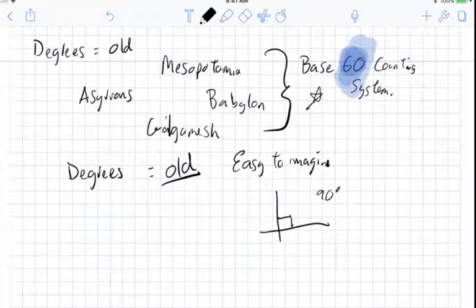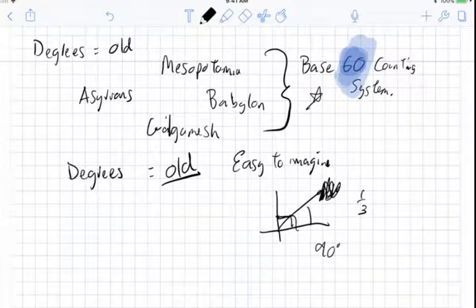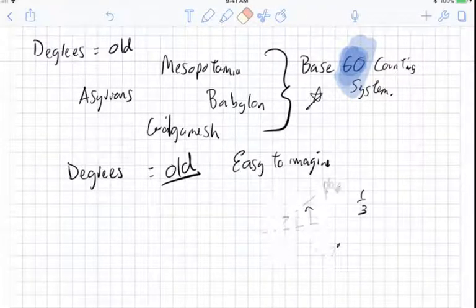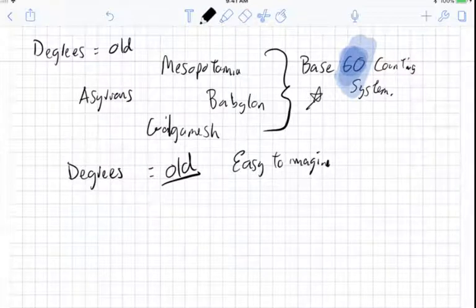If somebody goes, oh, hey, this right angle is 90 degrees. Remember what I said about decimal expansions? If it was 10 degrees instead of 90, how would you talk about a third of that? Well, if you're dealing with the Babylonians and this is 90 degrees, then it's really easy to talk about a third of it. That's 30 degrees, right? So long story short, they're old, they're easy to imagine, but they're easy to work with as well. You can subdivide circles into fairly useful parts.